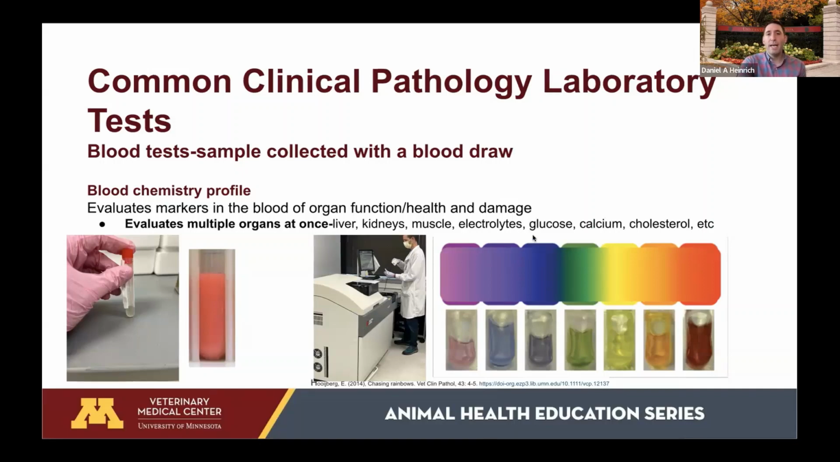And we then add a bunch of dyes and different enzymes and chemicals to the sample, and we look for reactions. And when reactions occur, there tends to be a change in color, and that change in color alters the ability for light to pass through the sample. That change in ability of light to pass through the sample is converted into a number, and then that number is what gives us our results.